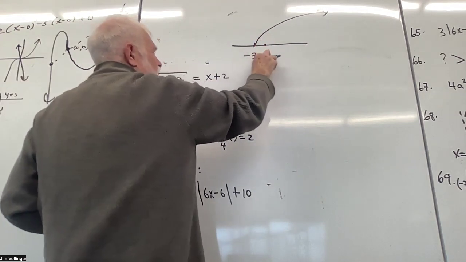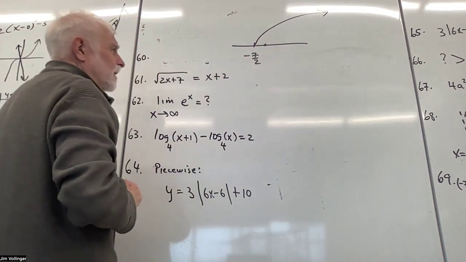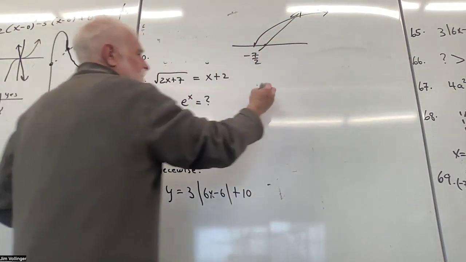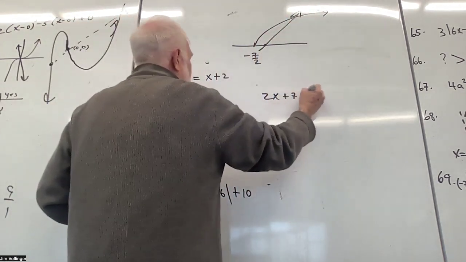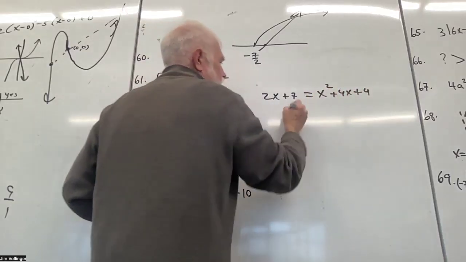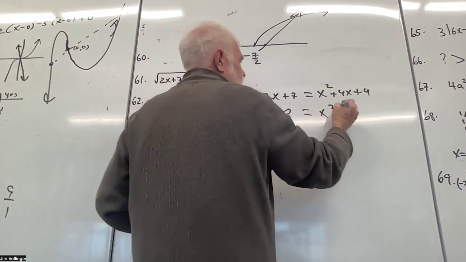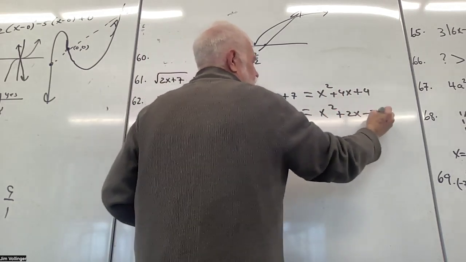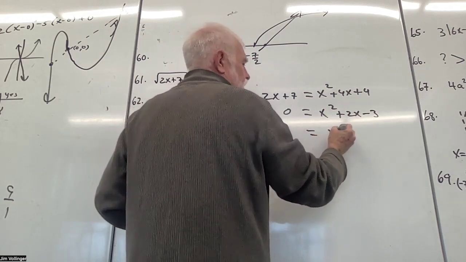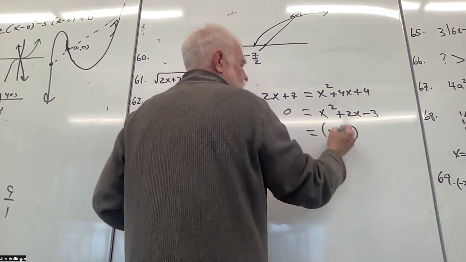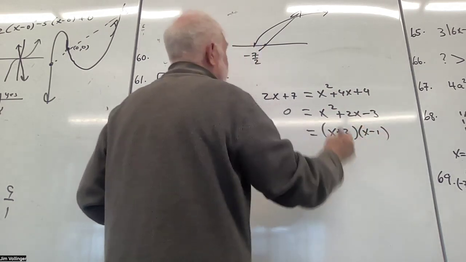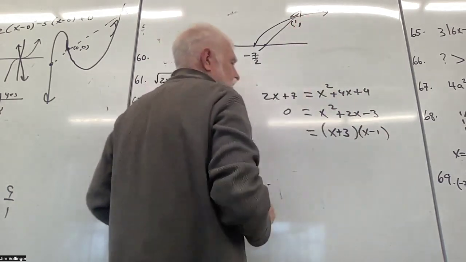Negative 2 is bigger than negative 7/2. So we only have one answer here. Let's find it. 2x plus 7 equals x squared plus 4x plus 4. So 0 equals x squared plus 2x minus 3. So therefore (x plus 3) times (x minus 1). So 1 is the answer. So at 1 we get an intersection.